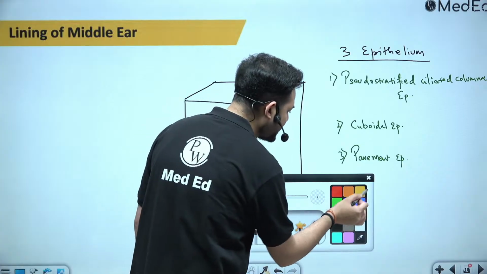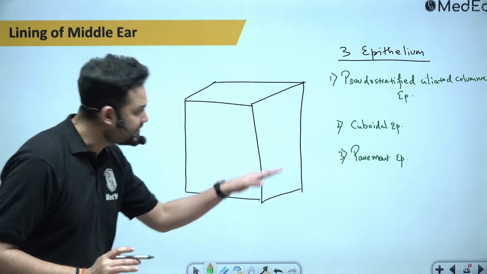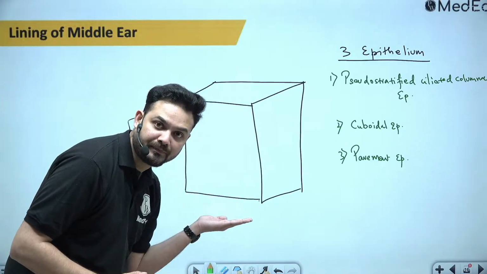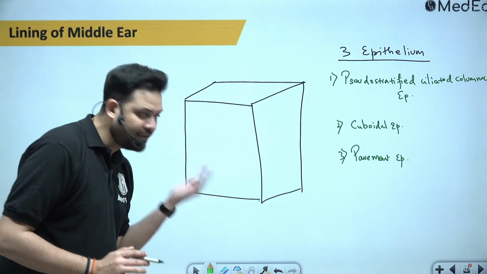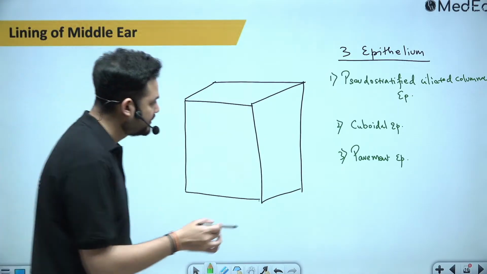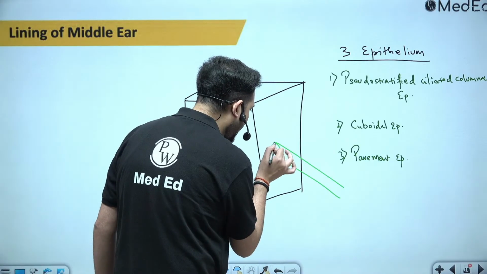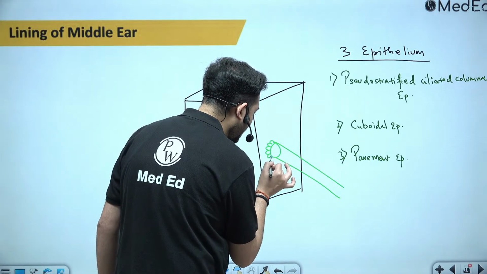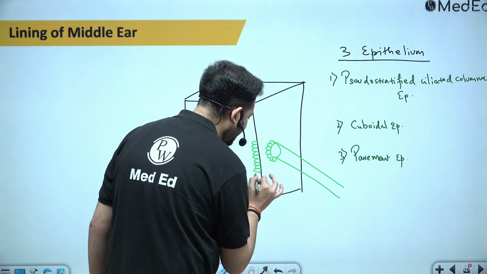अब simply इसको ऐसे समझो. What is this all about? This is anterior. This is my floor. The anterior wall of my middle ear and the floor, as well as the area around the eustachian tube. You know that the eustachian tube is opening in the anterior wall here. So they all are lined by pseudostratified ciliated columnar epithelium.